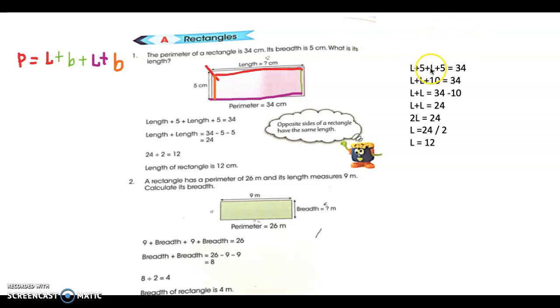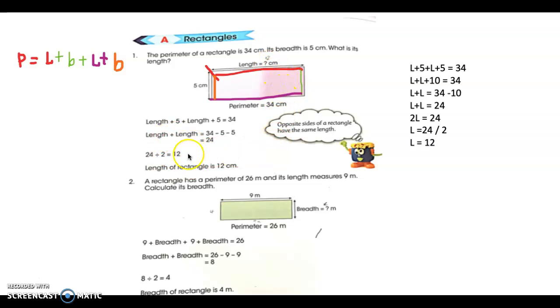Now see, when you add the 5 and 5 you get 10, but you still don't know L and L. So I will take this 10 to the other side because I want to make only L the subject. Then I get 24 and then I have 2L. So I have to divide both sides by 2 to find L. Dividing by 2, the 2 will get cancelled, so I will get only L here. Dividing this side by 2, I will get 12, because 12 times 2 is 24. So the answer for this one is 12.